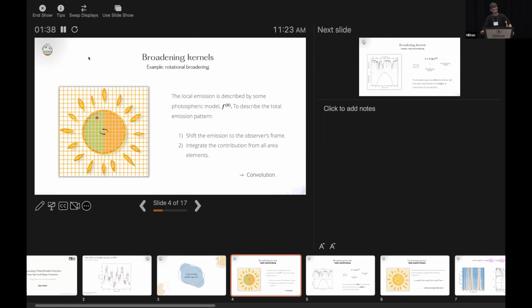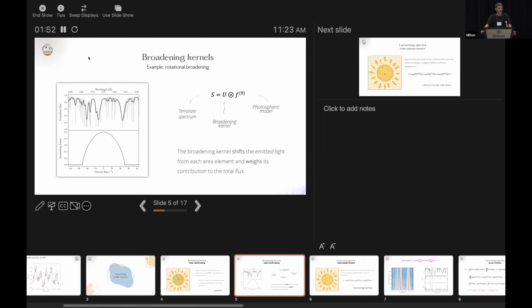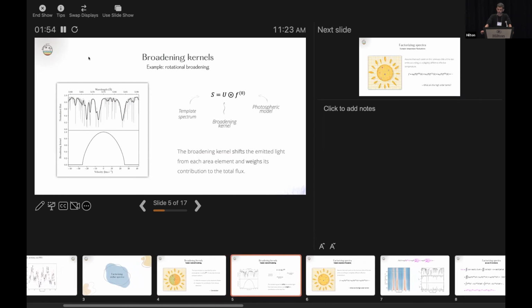If we want to integrate how an observer on Earth will see it, we need to take each area element on the face of the star, shift it to the frame of the observer, and then integrate over everything. That's basically the convolution, and it looks like that. That is one of the standard practices. Now, on the left, you see an example of how a rotation convolution kernel would look. We take the seed spectrum, we convolve it, we get a template, and then we match the template to find the velocity.